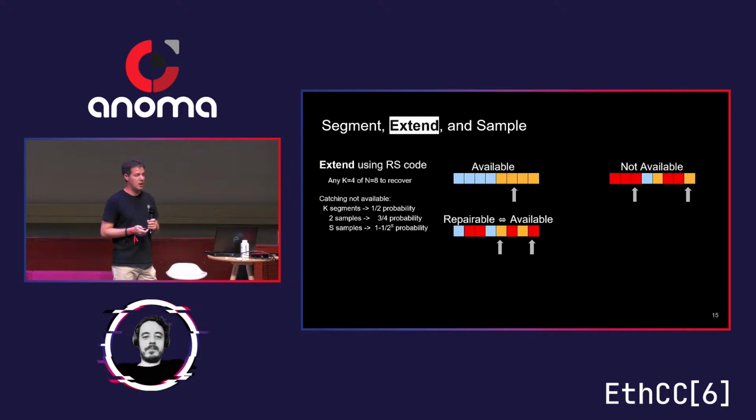So you do more. You do erasure coding. So you segment, extend, and then sample. We use erasure coding in which we extend the data. We had 4 segments. We are extending it to 8 segments. And now the property that we have is any 4 is enough. So if at least 4 segments are available, then the block is available. Now, if you sample, you know much more. If you sample 1, you know with half probability. If you sample twice, you know with 3/4 probability, etc., that the block is available.